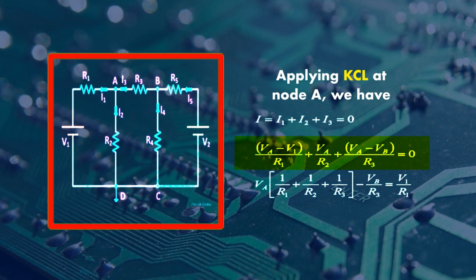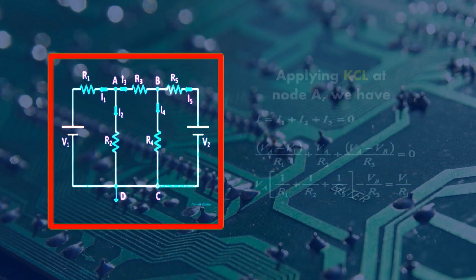And what is the value of current I3? I3 is the current flowing from terminal A to B, which means I3 can be written as VA minus VB upon R3. Now put all these three currents in the equation, and you will get the final equation: VA times (1 upon R1 plus 1 upon R2 plus 1 upon R3) minus VB upon R3 is equal to V1 upon R1. This will be termed equation number 1.